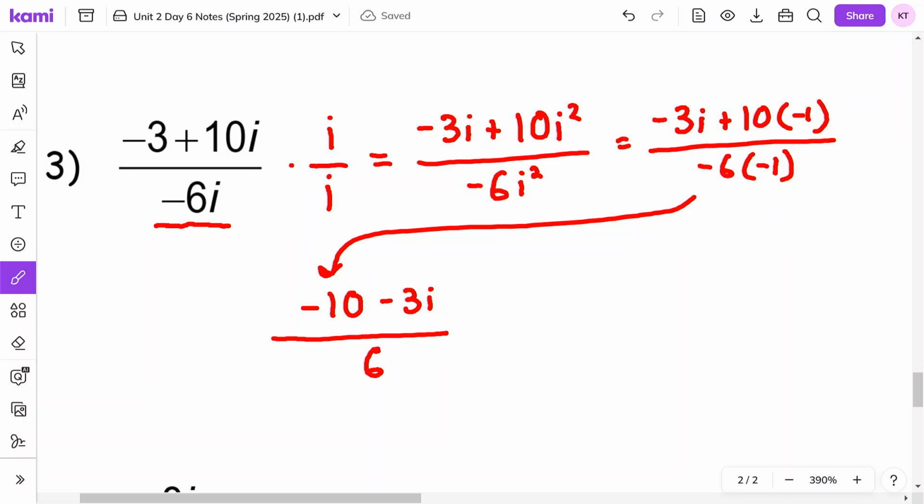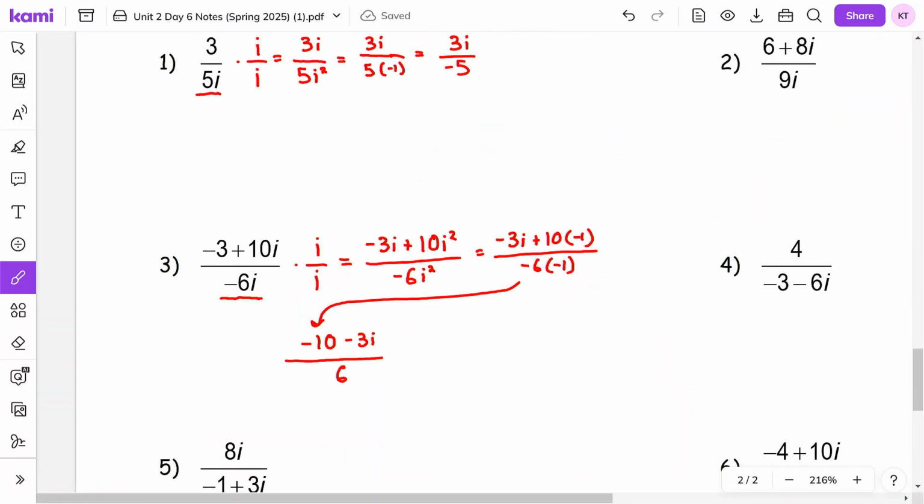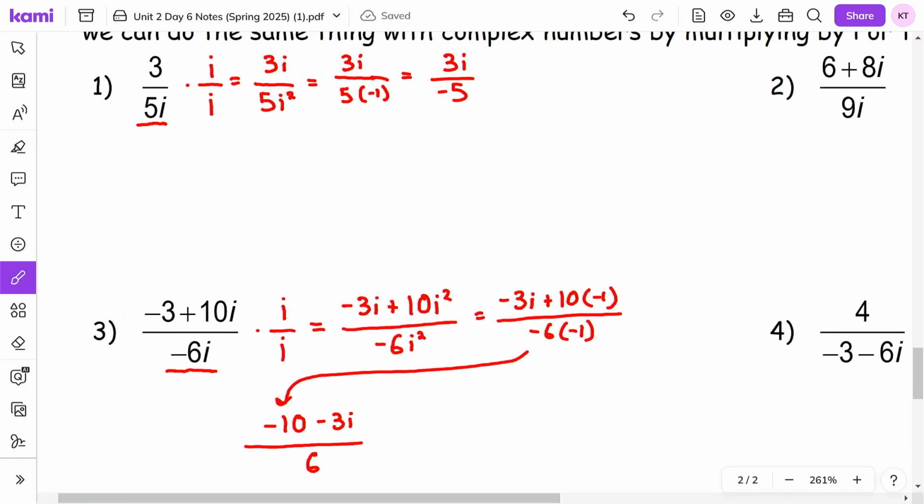Now, one thing that we should always do is check if we can simplify our answers further. In numbers 1 and 3, I don't have a GCF or a number I can divide all three of my numbers by, or in the first case, both of my numbers by. So we're just going to leave it as is.